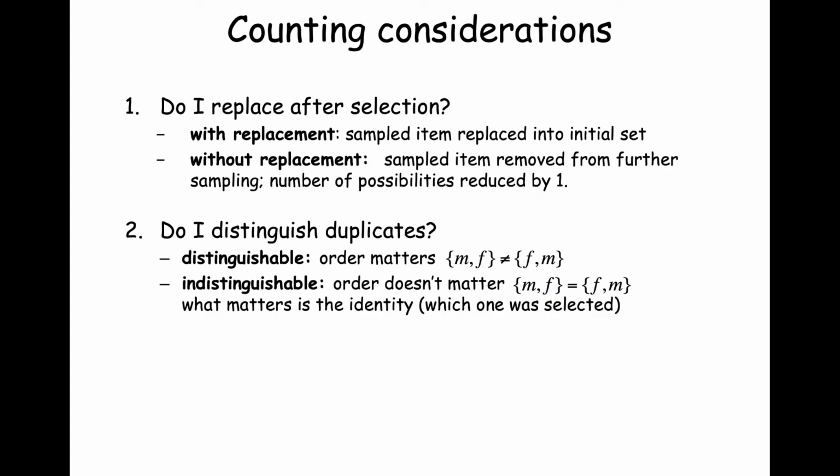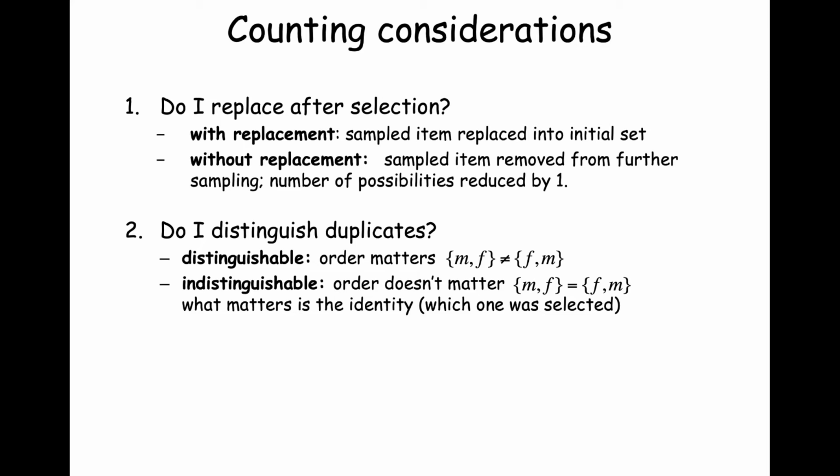Okay, so when we last left off, we talked about considerations for counting or enumerating the possible outcomes one might observe for a complex scenario. And we talked about two heuristics to help us. One answers the question, do you replace your selection after you make it? And there are two flavors for this, with replacement and without replacement. We also talked about if you distinguish, once you make a selection, if you distinguish duplicates.